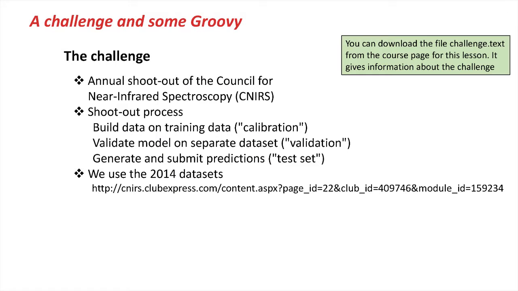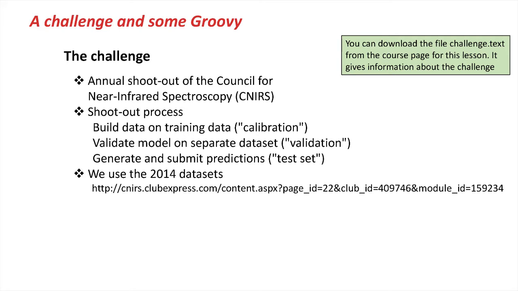First to the challenge. The challenge is basically from an annual shootout of the Council for Near-Infrared Spectroscopy, and the shootout process basically works as follows. You build your model on the training data, which is called calibration in near-infrared spectroscopy terms. You evaluate your model on the separate data set, which is the test data set, and then you generate and submit predictions in the shootout process. However, we don't do the last step of submitting any predictions because that particular challenge has already finished.